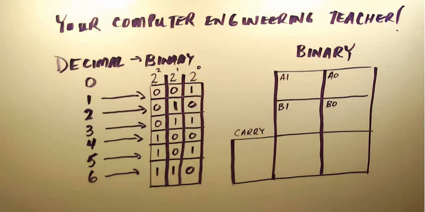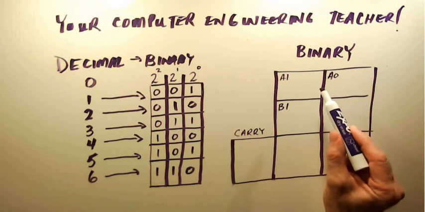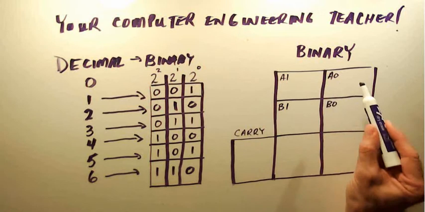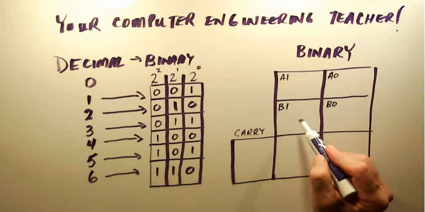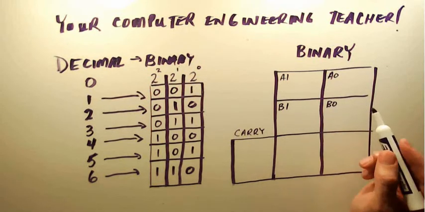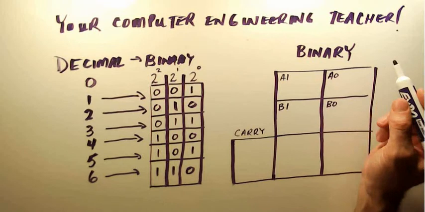So if you're going to build a 2-bit adder, then we are going to have a 2-bit number here. So in other words, we're going to have a 1 or a 0 here, a 1 or a 0 here, same here, and same here, depending upon what numbers you are adding.